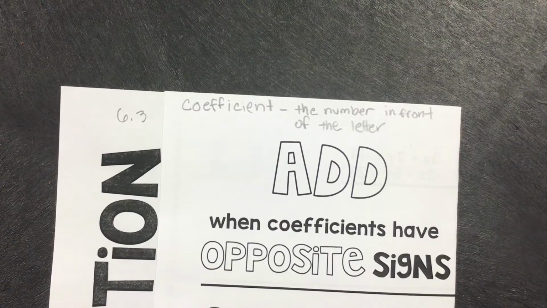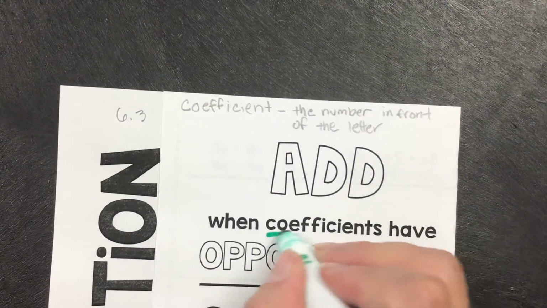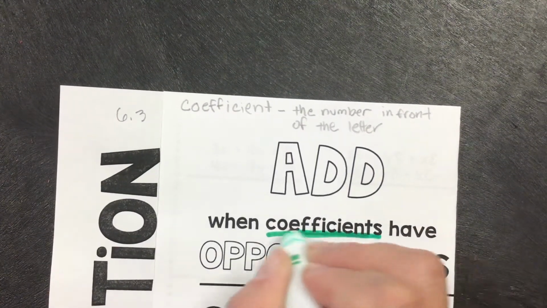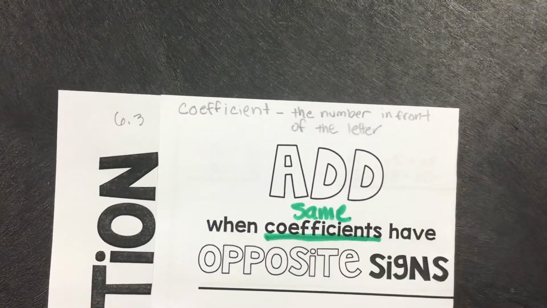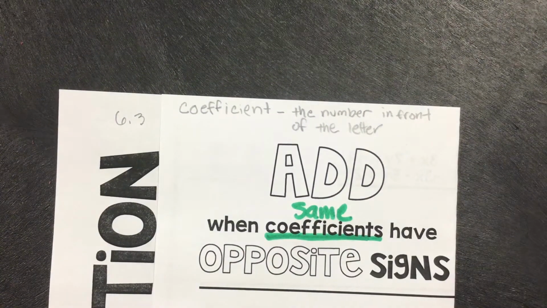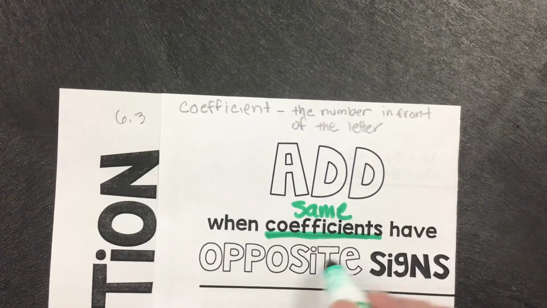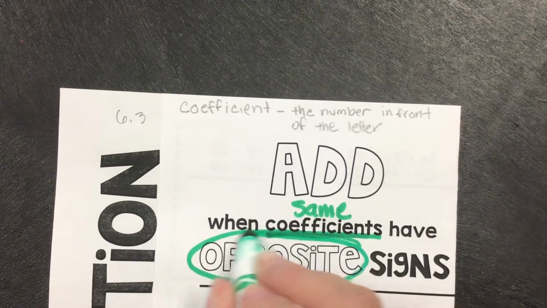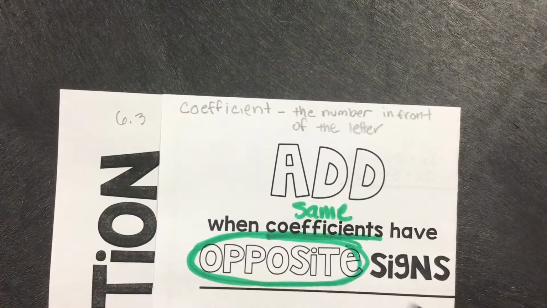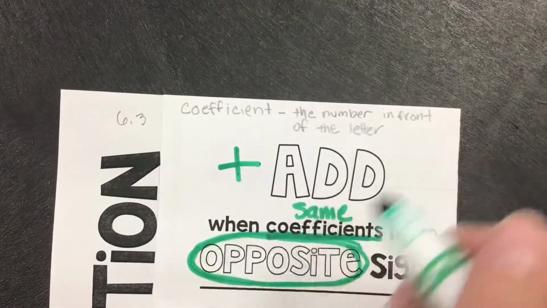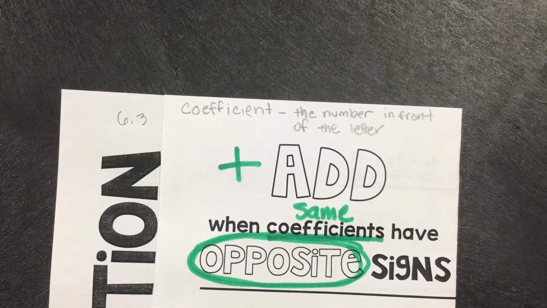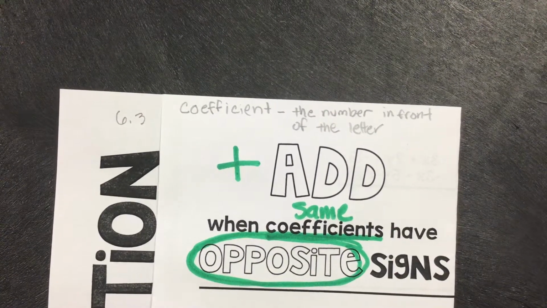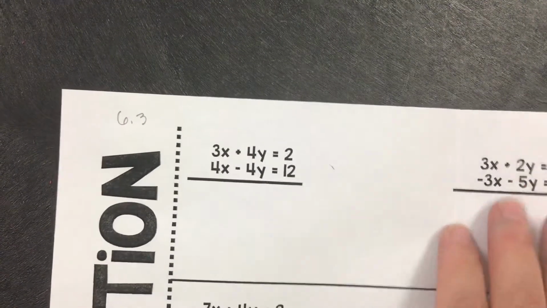What you want to do is select the coefficient first. What you're looking for is the same coefficient. That means the same number. If they're the same and the signs are opposite, you're going to have to add the two equations together. So let's take a look.